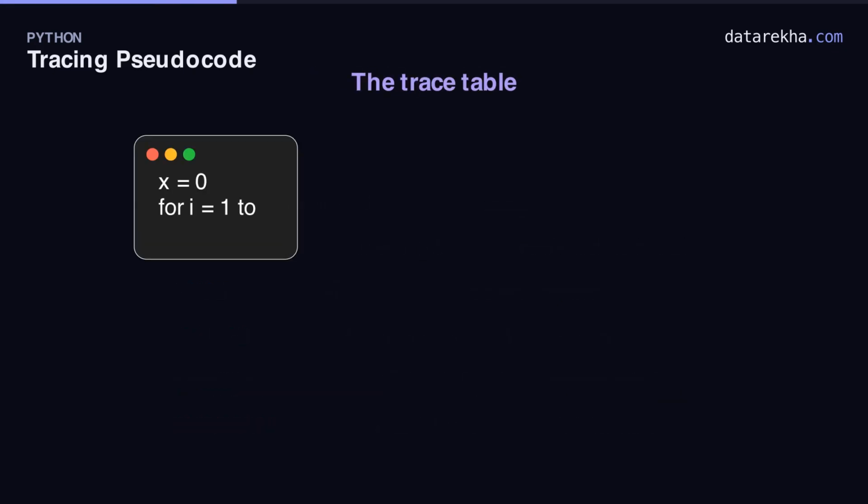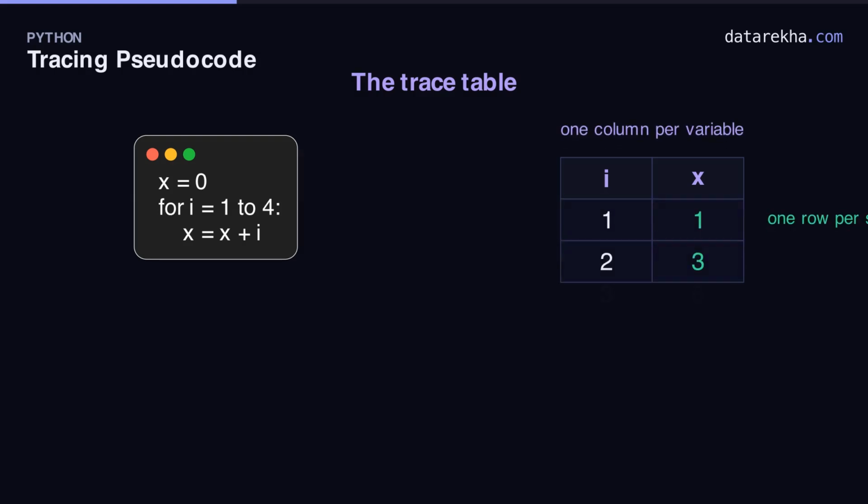A trace table is small and mechanical, and that is its power. You draw one column for every variable that changes. Here, that is I, the counter, and X, the running total. Then you add one row for every step the machine takes. Usually, one row per turn of the loop. Each cell records a variable's value right after that step. Fill the rows in order, and the final row is your answer.